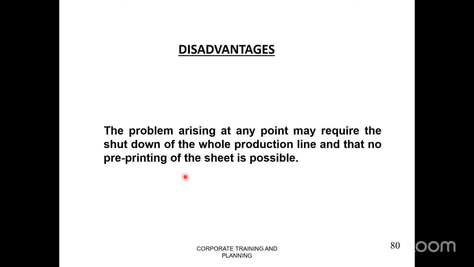Now, friend, what are the disadvantages of this process? A problem arising at any point may require the shutdown of the whole production line. Yes, because you are using the granule extruder, you are manufacturing the sheet, and that sheet is going to the thermoforming process. Afterward, there are again many inline equipments arranged serially, and suppose anything happens at any point, then definitely you have to shut down the whole plant.